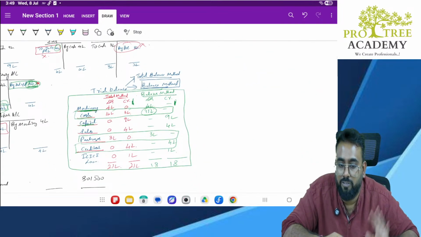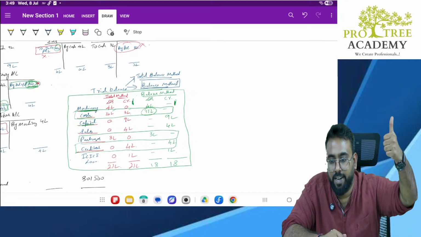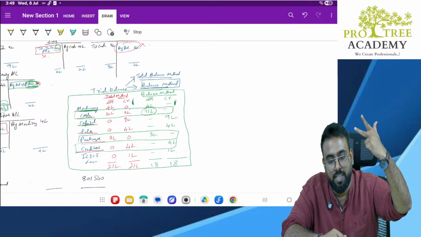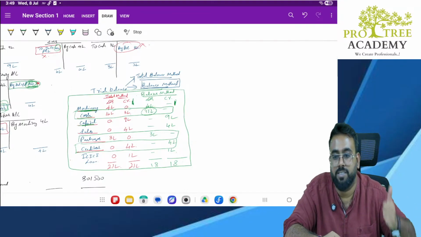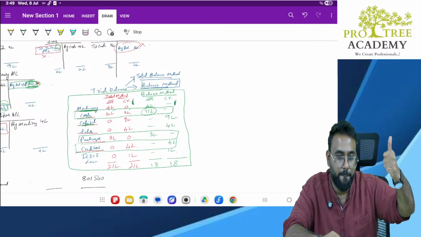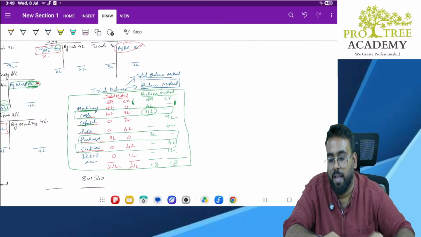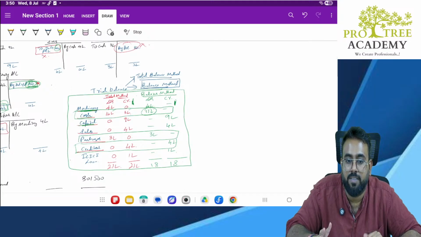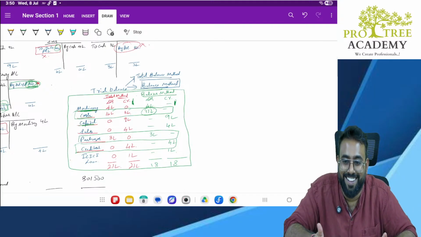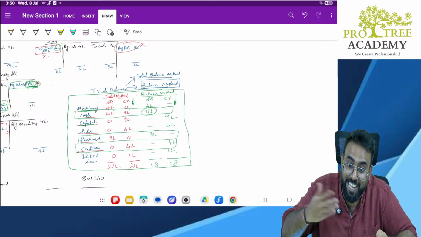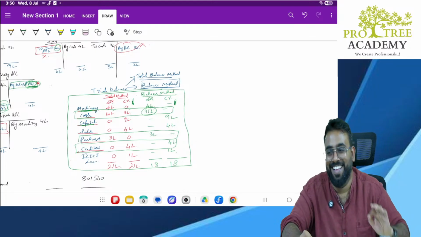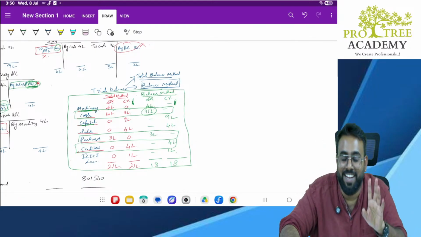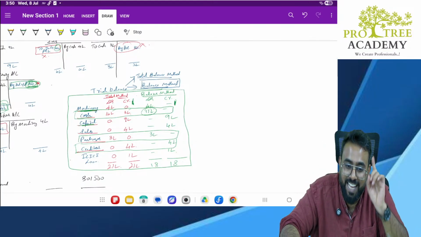Am I clear? So quickly, let's sum up what we learned today. Journal entries, ledgers, trial balance. How many methods under trial balance? Total balance and balance method. Now, what is the difference between capital expenditure and revenue expenditure? Which is recurring? Capital is recurring. Capital expenditure is non-recurring. Revenue expenditure is recurring.